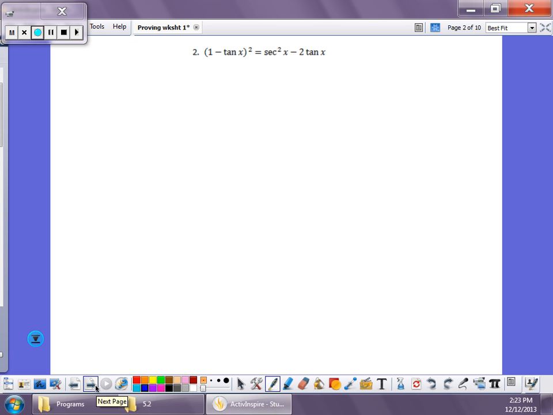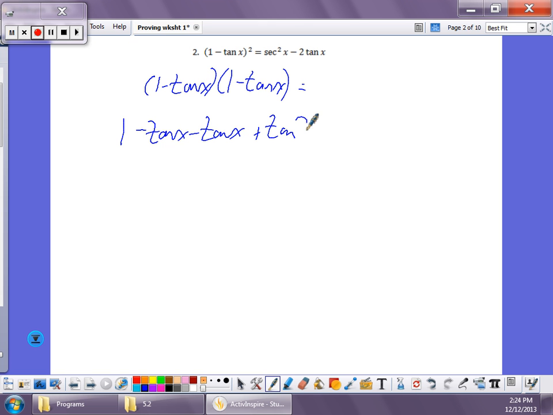So here, I have 1 minus tan x, squared, equals secant squared x minus 2 tangent x. So let's see here. What can we do? If I carry out this squaring of the left side, that'd be 1 minus tan x times 1 minus tan x. And then I'm just going to FOIL. So I'd get 1 minus tangent x minus tangent x plus tangent squared x.